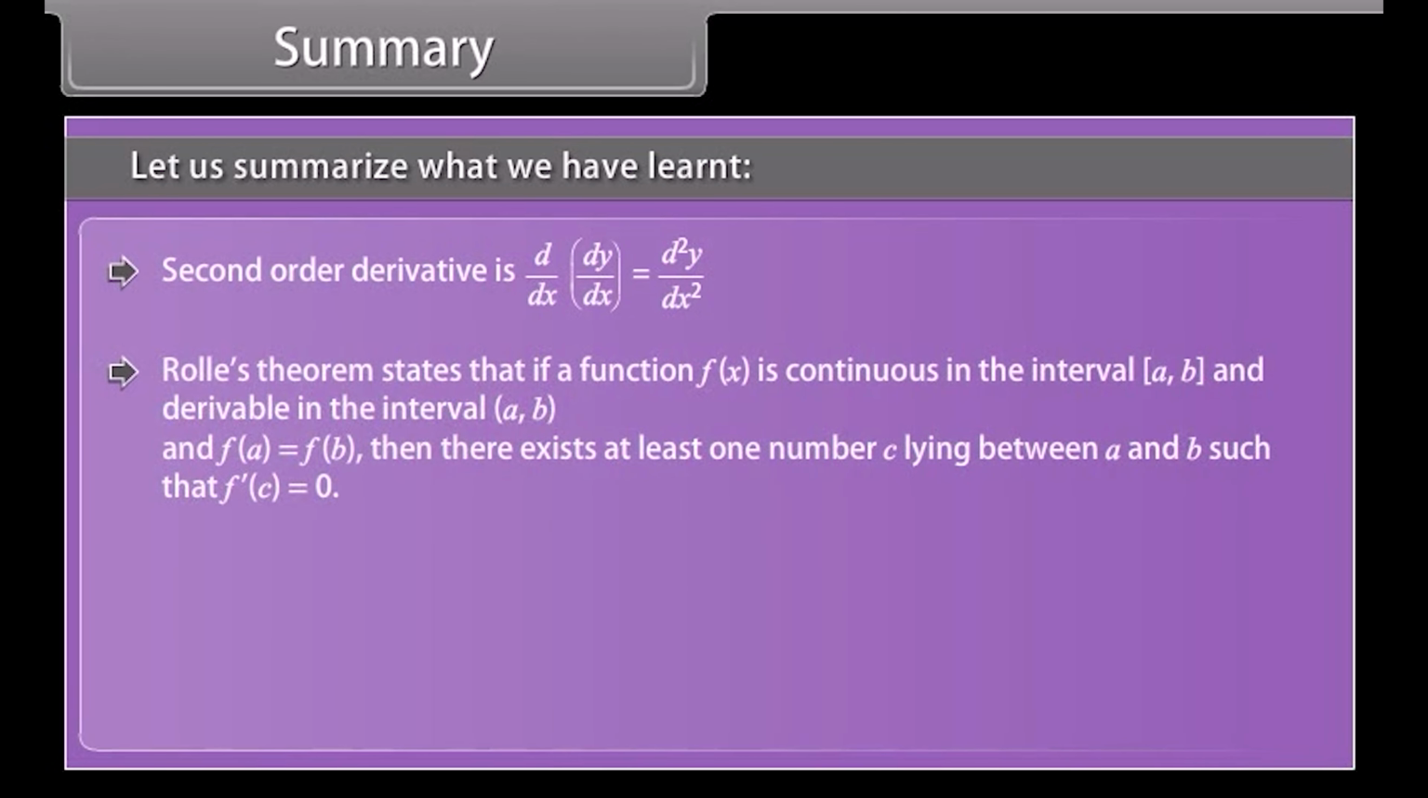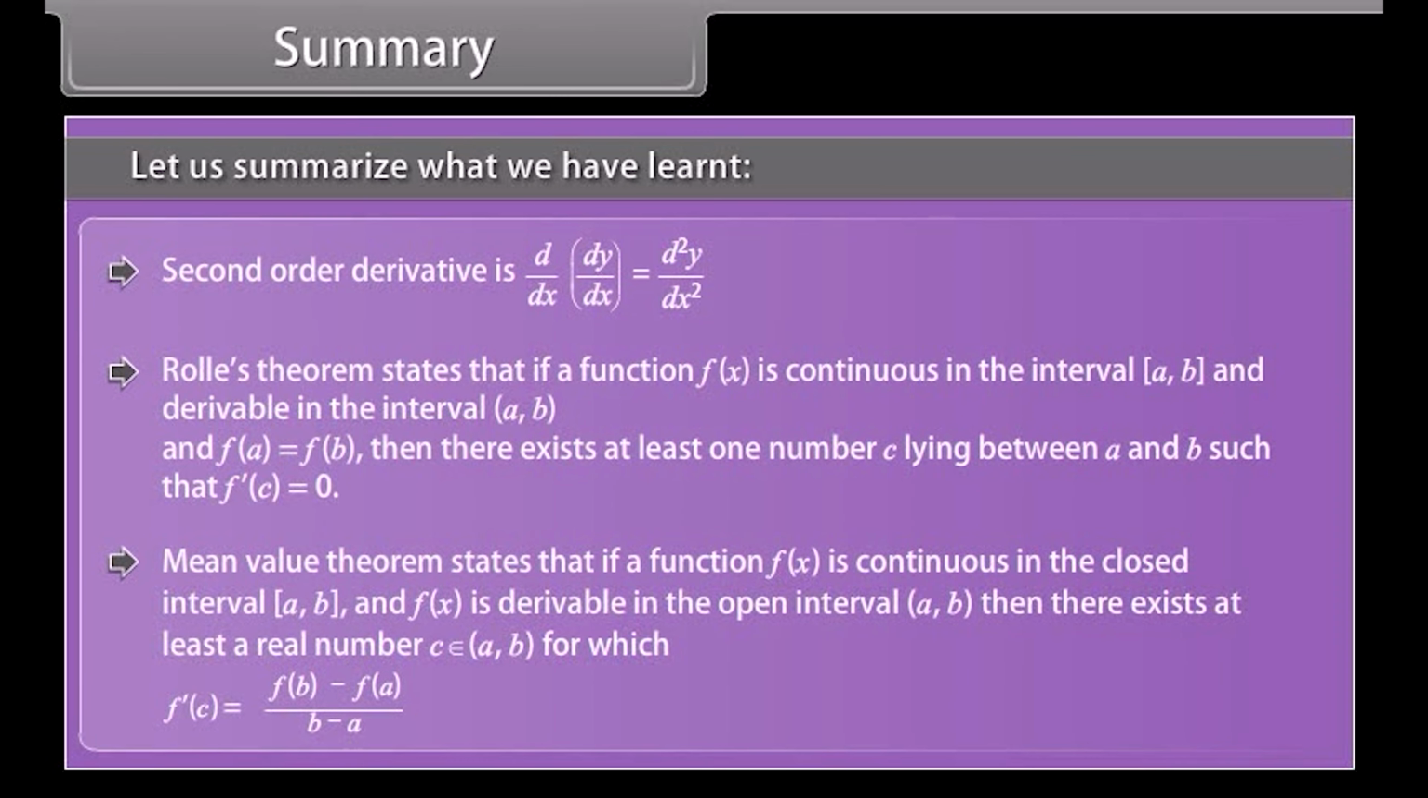Rolle's theorem states that if a function f of x is continuous in the closed interval a, b and derivable in the open interval a, b and f of a is equal to f of b, then there exists at least one number c lying between a and b such that f dash of c is equal to 0.